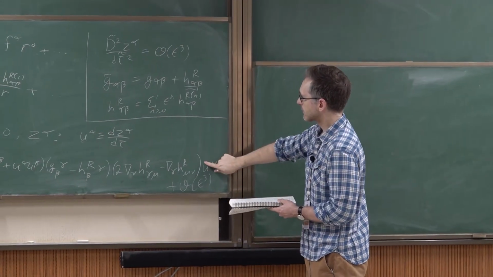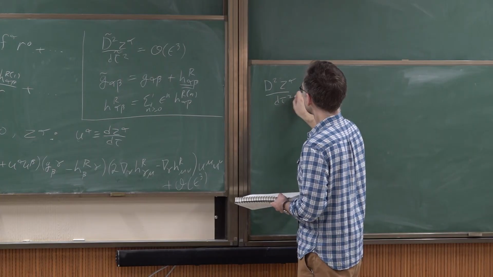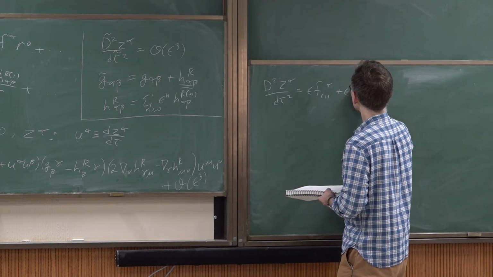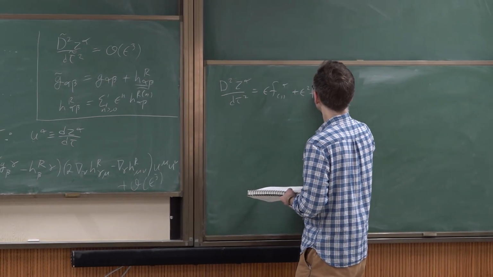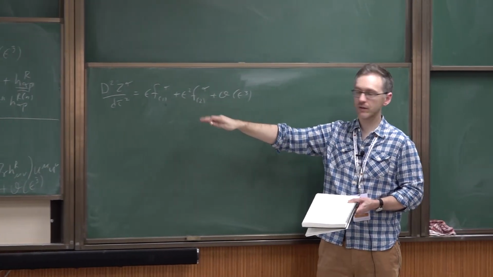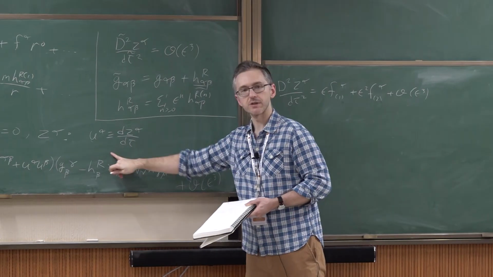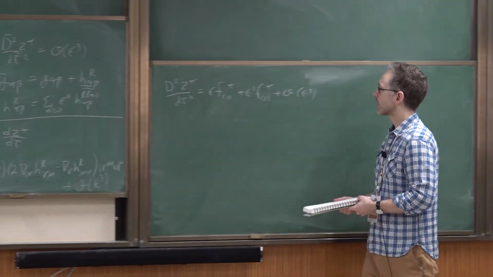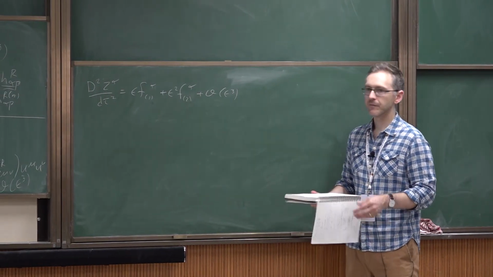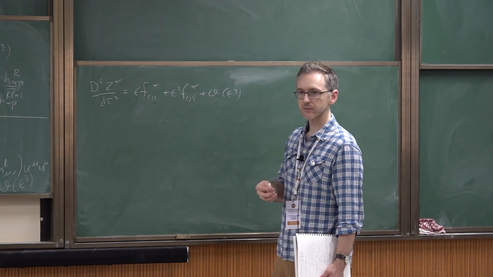Okay, so I'm going to rewrite this longer one as d squared z alpha d tau squared is epsilon f1 alpha plus epsilon squared f2 alpha plus order epsilon cubed. So f1 here comes from hR1, f2 comes from hR2, but also from quadratic products of hR1 with itself. And so this is the first order self force, this is the second order self force. We're solving for the background.